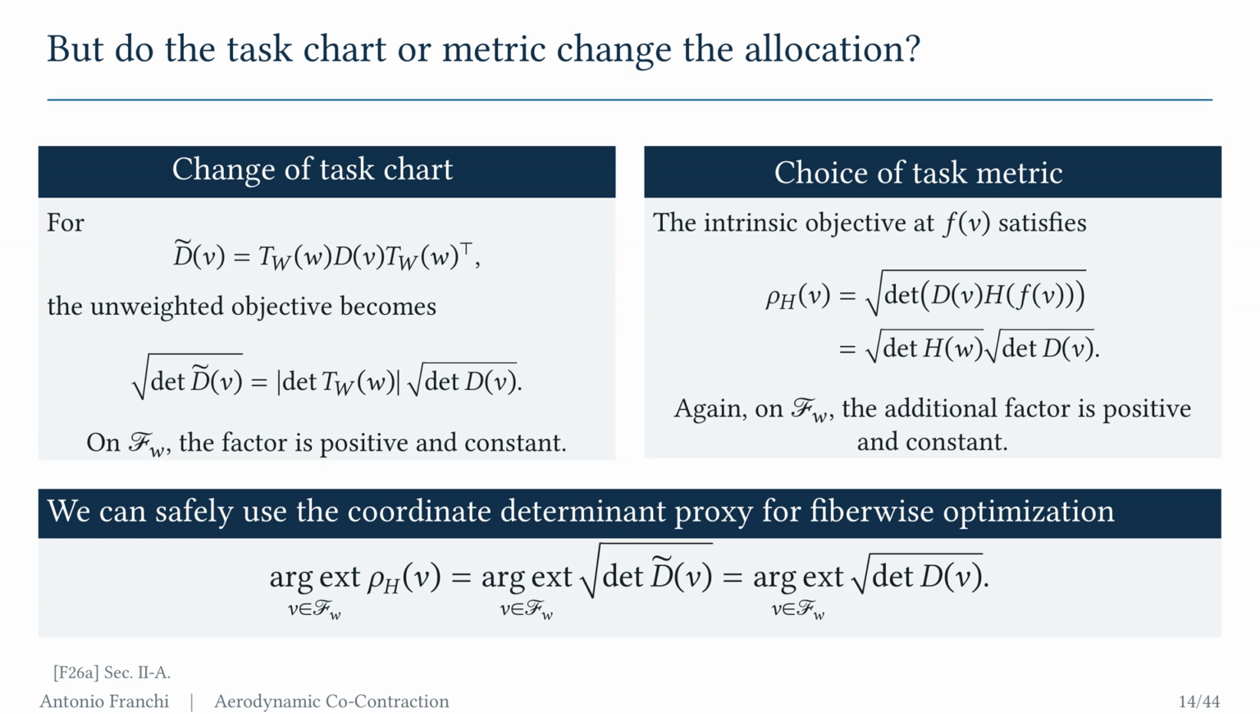Under a task coordinate change, the unweighted proxy square root of determinant d is multiplied by the absolute determinant of the chart Jacobian. The intrinsic objective adds the factor square root of determinant h. Along the fixed fiber f sub w, both factors are evaluated at the same task value w and are therefore positive constants. They change numerical values, but not the fiber-wise ordering, maximizers or minimizers. This justifies using the simpler determinant proxy for optimal allocation inside a single fiber.